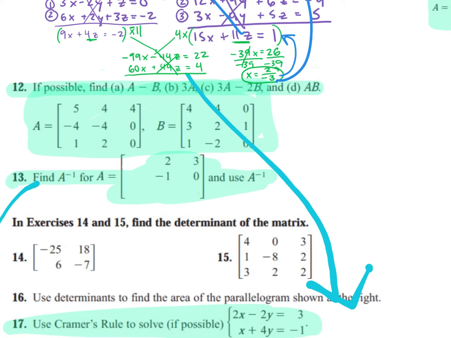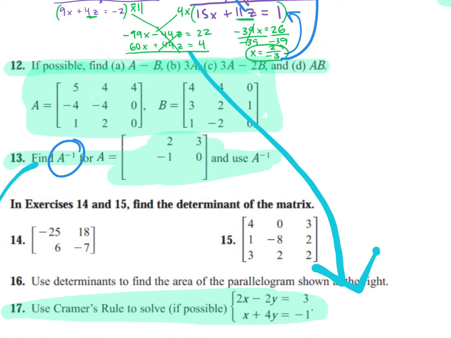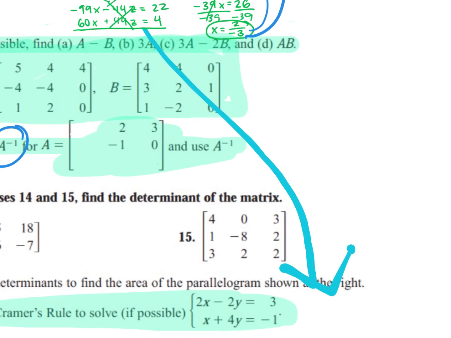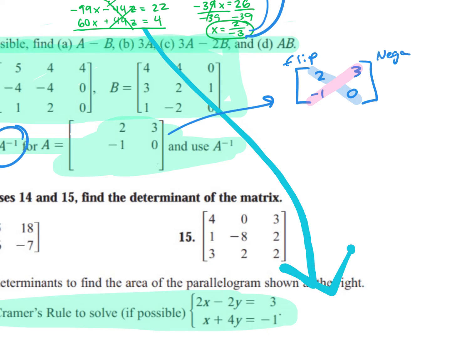So let's take a look at 13. We have to find the inverse for our 2 by 2 matrix here. I'm going to do it on the side here. So I have 2, 3, -1, and 0. What's the first thing I have to do to find the inverse? So I flip the majors and negate the minors.